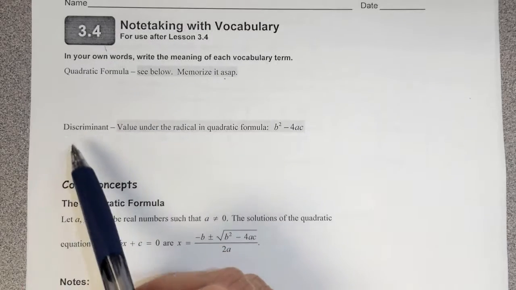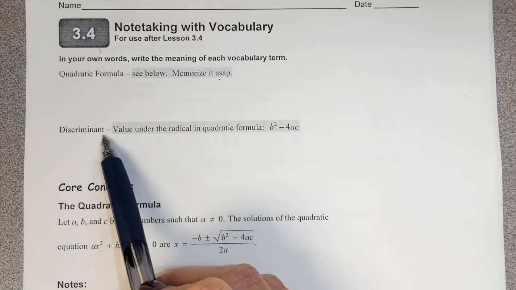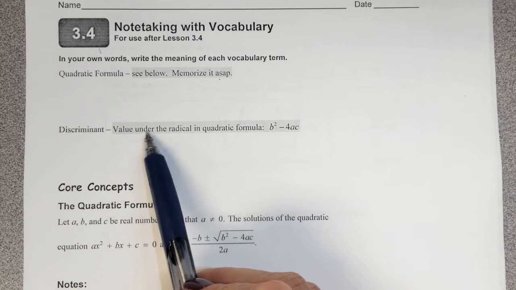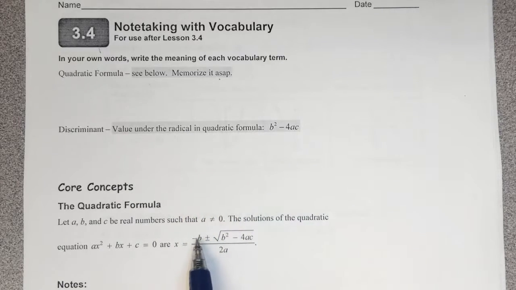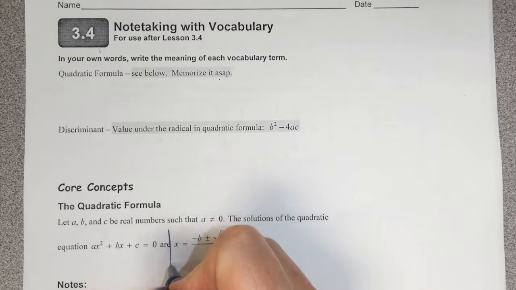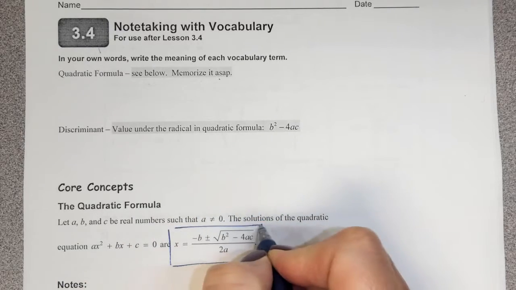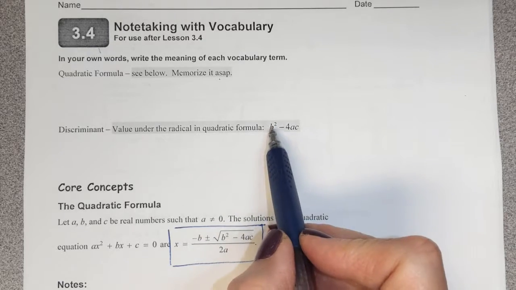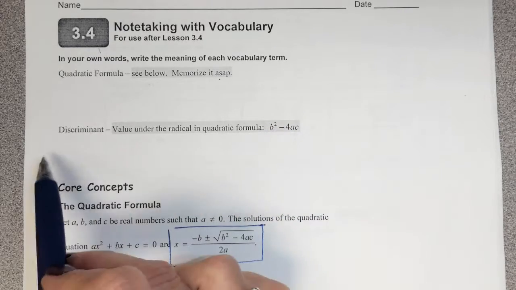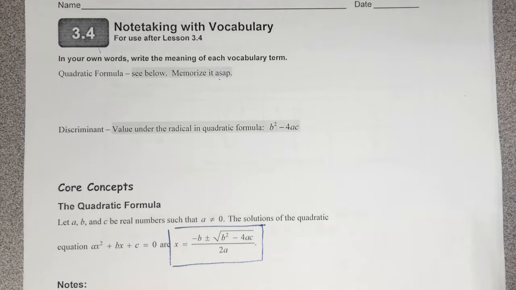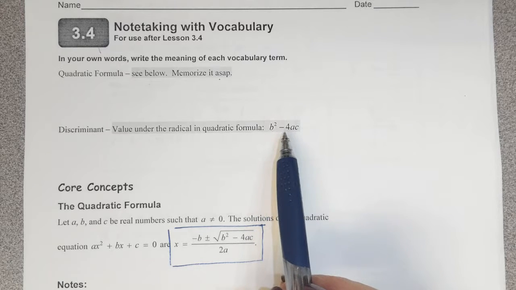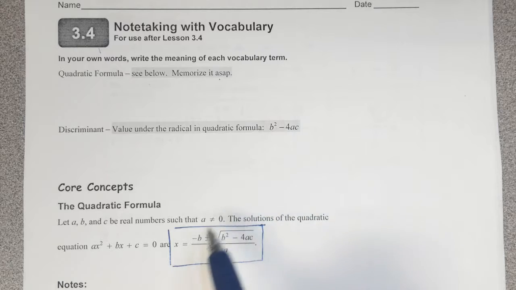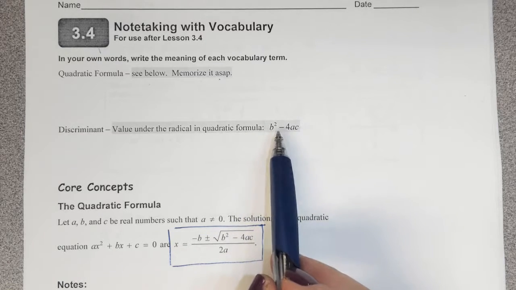We're also going to look at something called the discriminant. The discriminant is the value under the radical in the quadratic formula. Right here's the quadratic formula. Under the radical is b squared minus 4ac. That's what we call the discriminant. By knowing the discriminant, we're going to know some things about the solutions to a quadratic. So it's very important that we understand what the discriminant is.